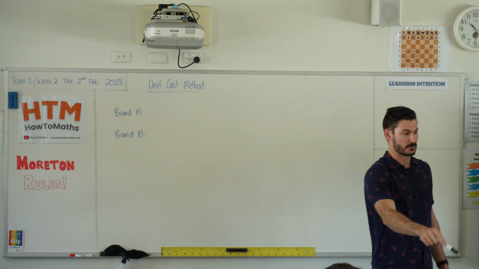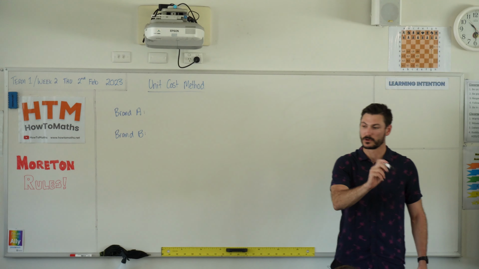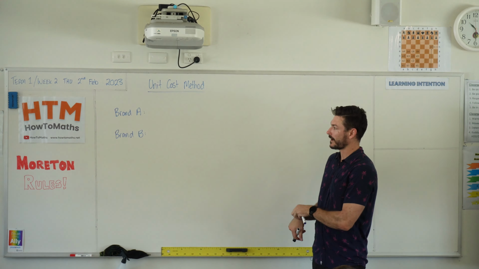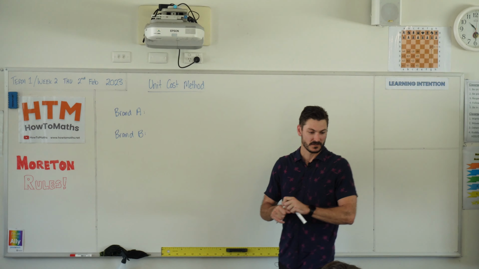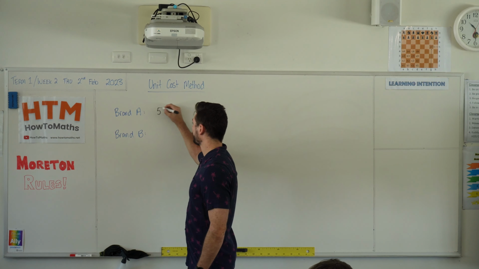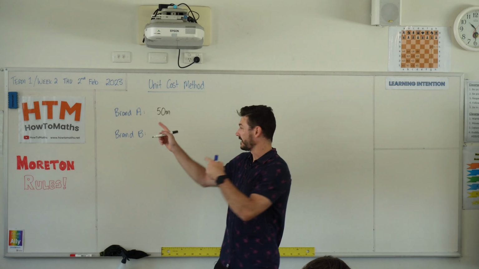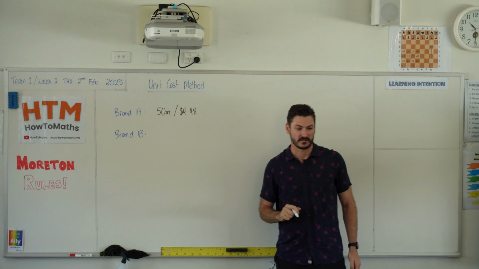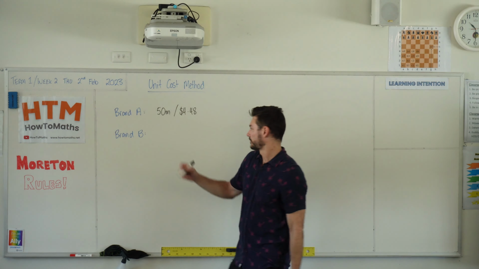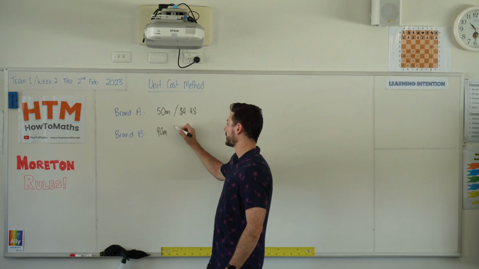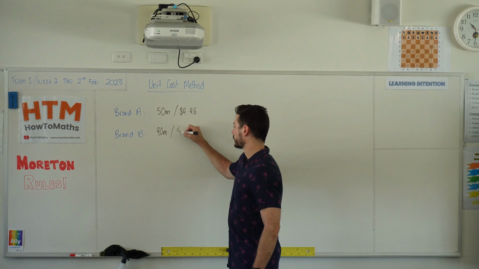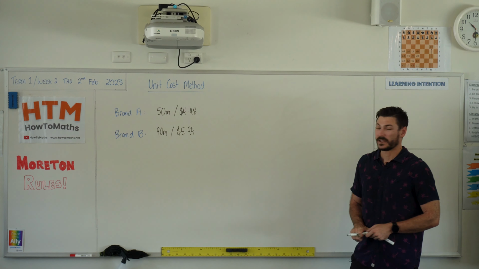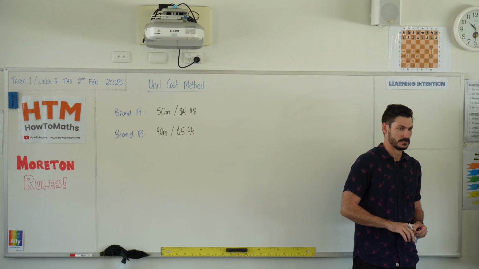Now, this example is off the Q one. It's in the Get Ready section, so if you want to follow along, feel free. It's talking about two different brands of kitchen plastic wrap. Brand A is 50 meters for $4.48, so we're going to write it as a rate, 50 m for $4.48. Brand B is bigger, 90 meters, so it has more wrap in it, but it's $5.94. So more expensive. Okay? And we have to figure out which one is better to buy.